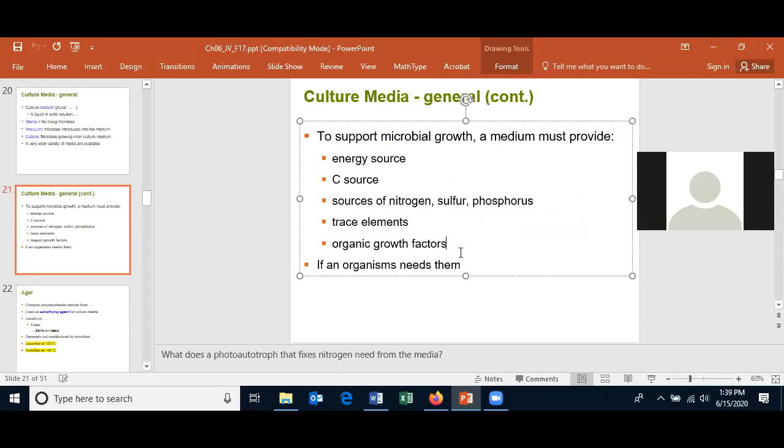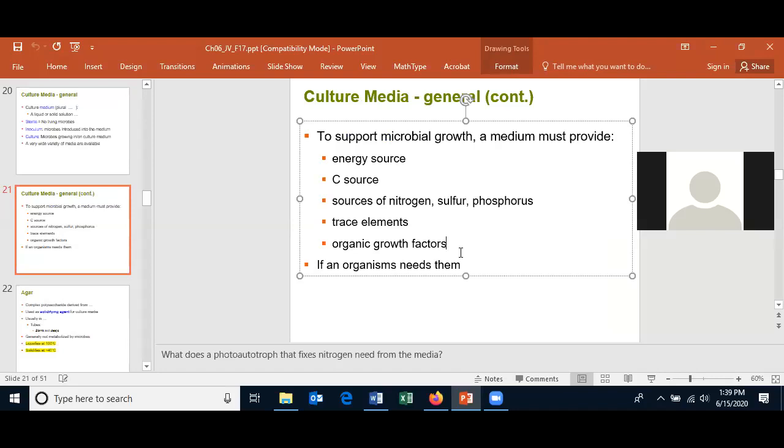Organic growth factors may be required by organisms that are grown, like vitamin C. And if you're growing humans, for example, in the media, obviously we would need vitamin C. There are a few bacteria that do require organic growth factors. And I mentioned Neisseria gonorrhea.